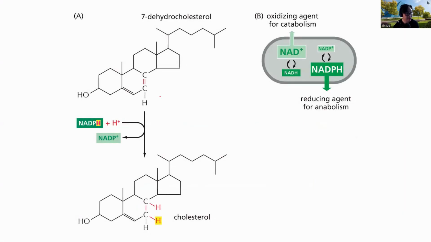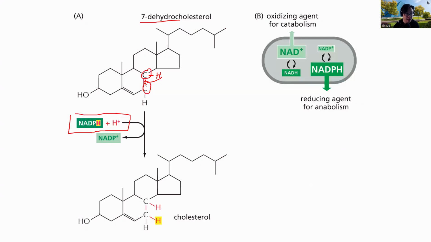And then here's an example of a cholesterol. 7-Dehydrocholesterol. So on the seventh carbon, there isn't an extra hydrogen right here. If you take a look at these carbons right here, there's no extra hydrogen. However, with the aid of NADPH and the hydrogen gradient, we can break that double bond, adding hydrogen and fully saturating the carbon so that we change the chemical structure from 7-dehydrocholesterol to regular cholesterol.